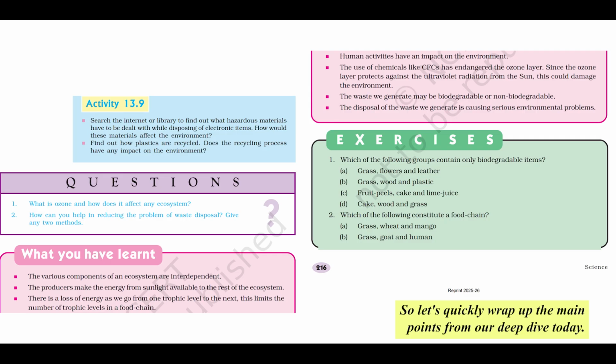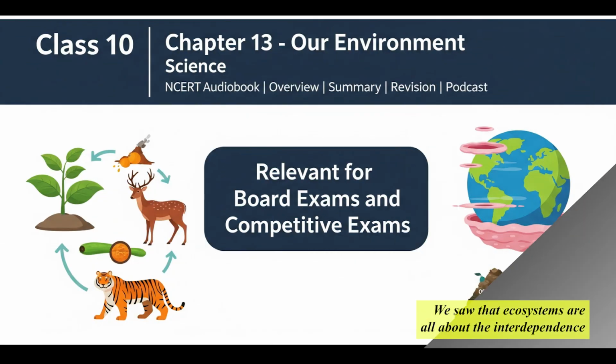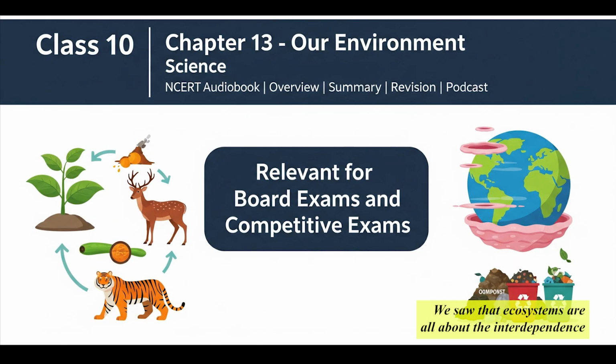So let's quickly wrap up the main points from our deep dive today. We saw that ecosystems are all about the interdependence between living, biotic, and non-living, abiotic components. Producers form the base, capturing energy. Energy flows through trophic levels, but with significant loss at each step. Remember the 10% law limiting food chain length. Right, and food webs provide stability.